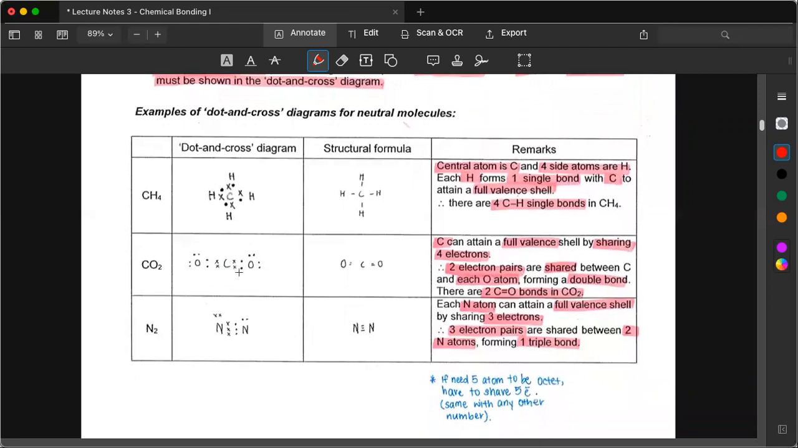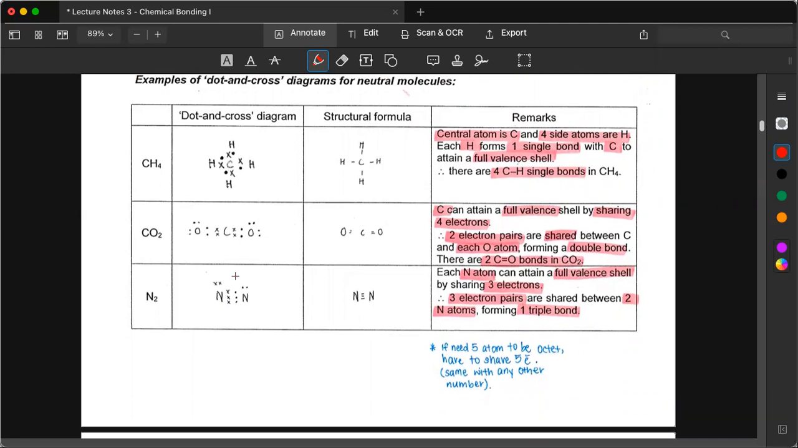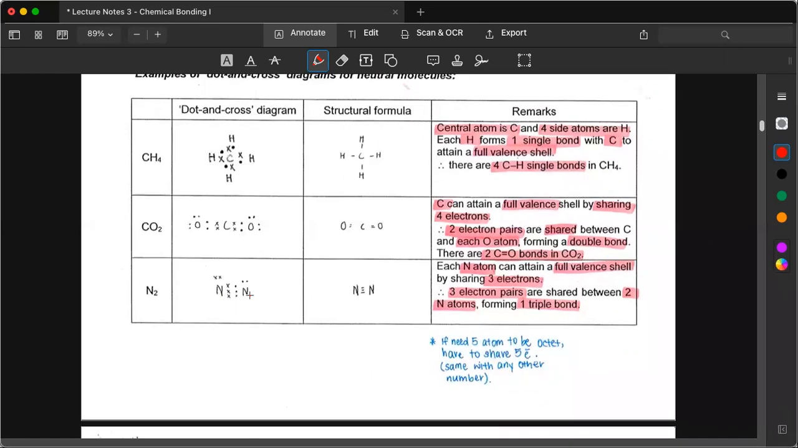For CO2, C can form a full valence shell by sharing 4 electrons. This is how you represent it in dot and cross. 2 electron pairs are shared between C and O atoms, forming a double bond. There are 2 C=O bonds in CO2. In N2, nitrogen, each nitrogen atom can attain a full valence shell by sharing 3 electrons. 3 electron pairs are shared between 2 nitrogen atoms to form a triple bond.